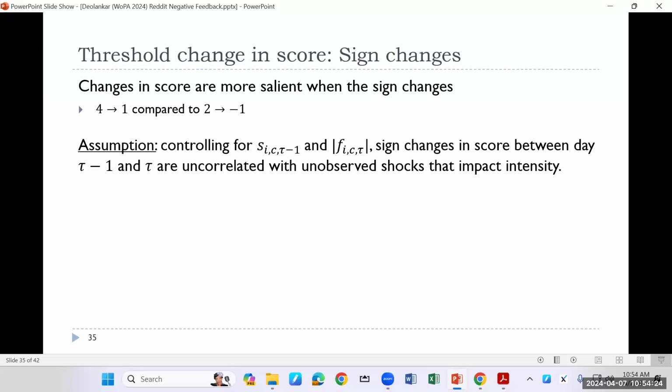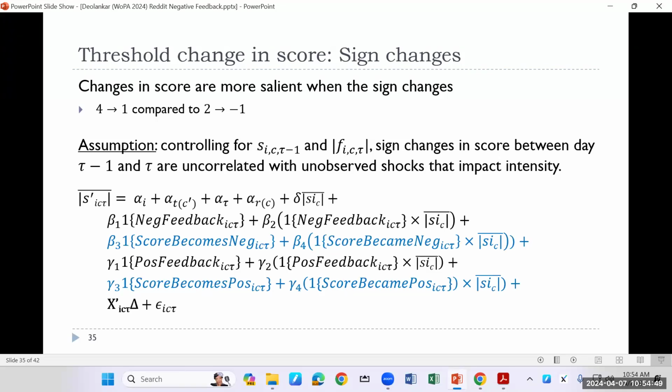So what we want to see is if the original comment's score decreases from 4 to 1 versus if it decreases from 2 to -1. In both cases, the score decreased by 3 points, but there was one crucial difference, which is that in the latter case, the score of the original comment crossed a threshold. So it's likely to be more salient or felt more strongly. That's what results in this somewhat complex regression, where the key coefficient of interest is beta 4 for the effect of negative feedback and gamma 4 for the effect of positive feedback.